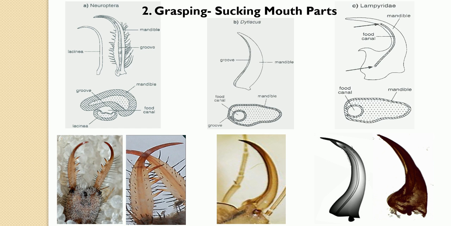Then the second one is a grasping and sucking kind of mouth parts. Now here in this type, the modification is with the mandibles. Here in this type, the mandibles are long, curved fangs that are hinged to the anterior lateral angles of the head by dorsal and ventral articulation, and thus all these mandibles work in a horizontal plane. So they are found in some neuropteran insects and Coleoptera, such as the Lampyridae and Dytiscid larvae.